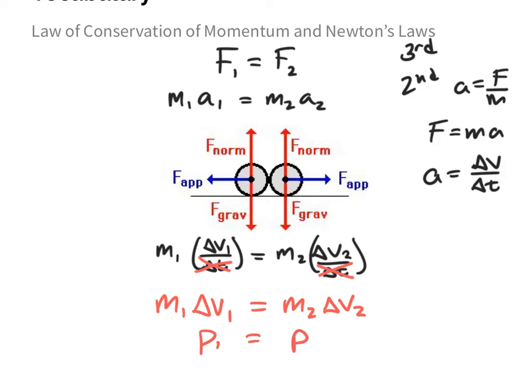And this is the momentum of object 2. And specifically when two things collide, we're going to see those momentums change. So this is the idea of the law of conservation of momentum using Newton's second law, that when one object gains momentum, the other object is going to lose.